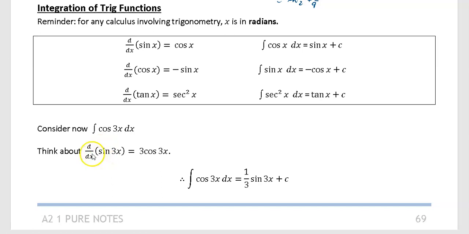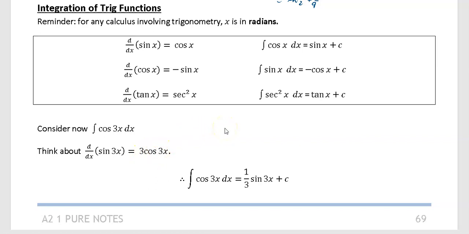So if I differentiate sine 3x, what I get is 3 cos 3x. So that's how I've done that. You differentiate with respect to the sine, you get cos. The angle stays the same, and then you differentiate with respect to the angle. So differentiate 3x, you get 3. So differentiate sine 3x, you get 3 cos 3x. So we haven't got what we wanted. We didn't want 3 cos 3x. We only wanted 1 cos 3x. So this thing effectively is 3 times too big.